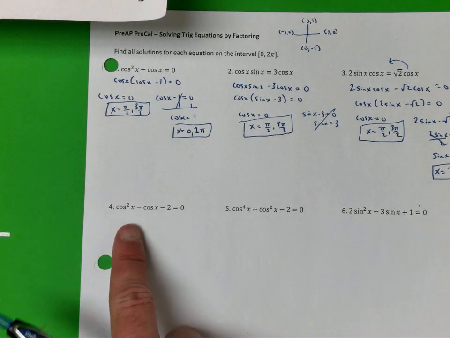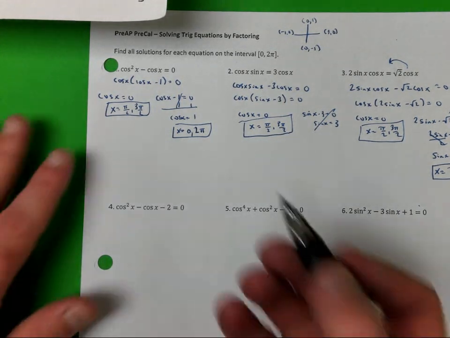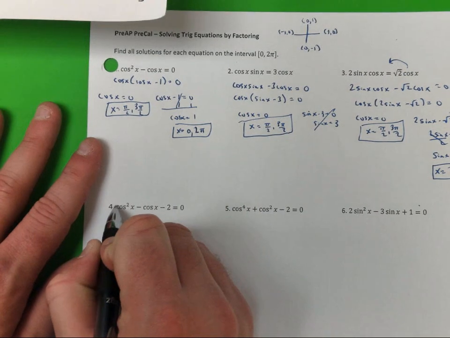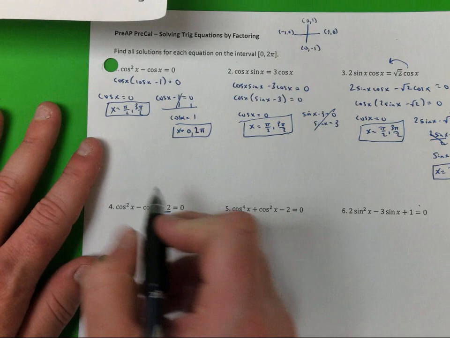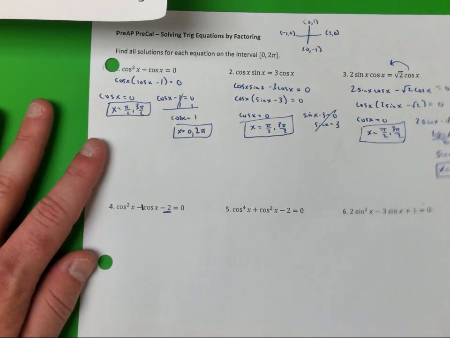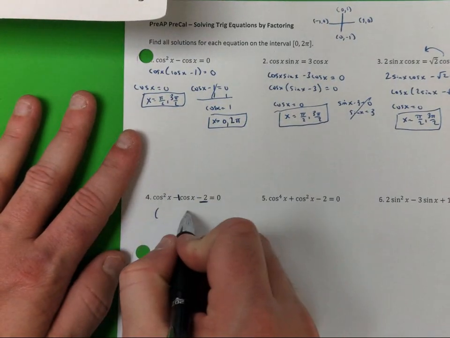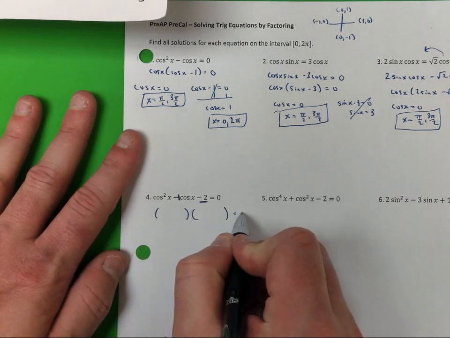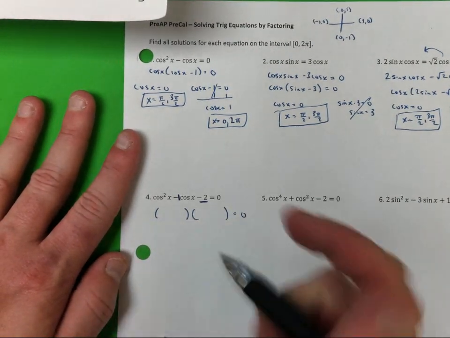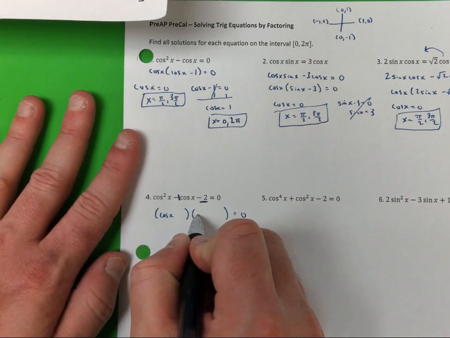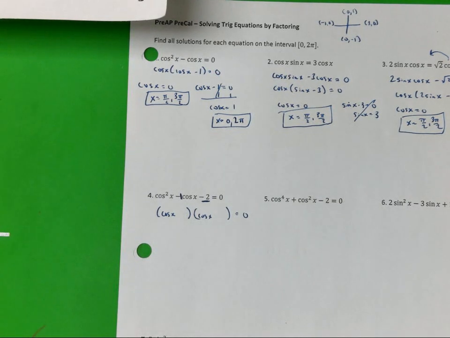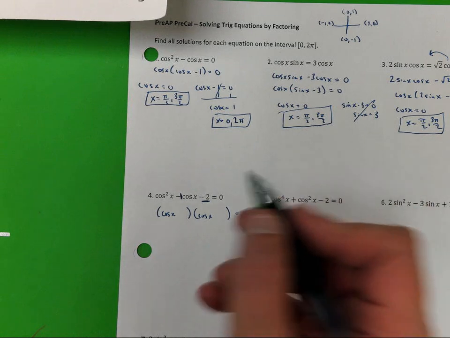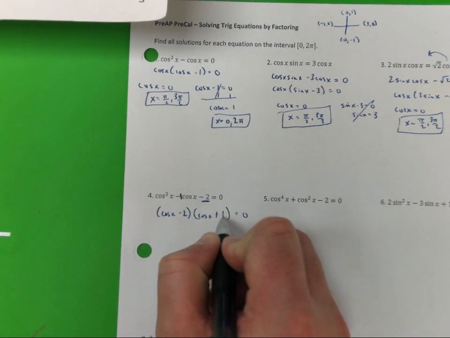You have cosine squared x minus cosine x minus 2. It's got to multiply, and it's easy because I understood 1 right here. It's the easy method. It's got to multiply to give you negative 2 and add to give you negative 1. Okay? But instead of putting an x and an x here, we would put a cosine x, because cosine x times cosine x is cosine squared. And it's got to multiply to give you negative 2, add to give you negative 1. Well, that would be negative 2 and positive 1.